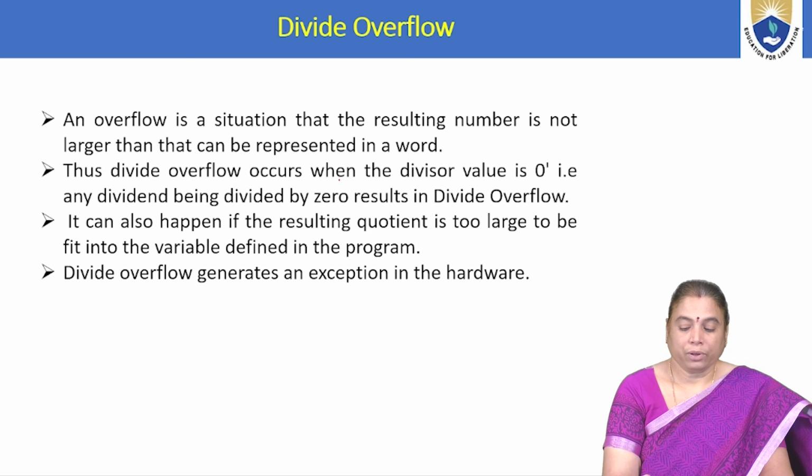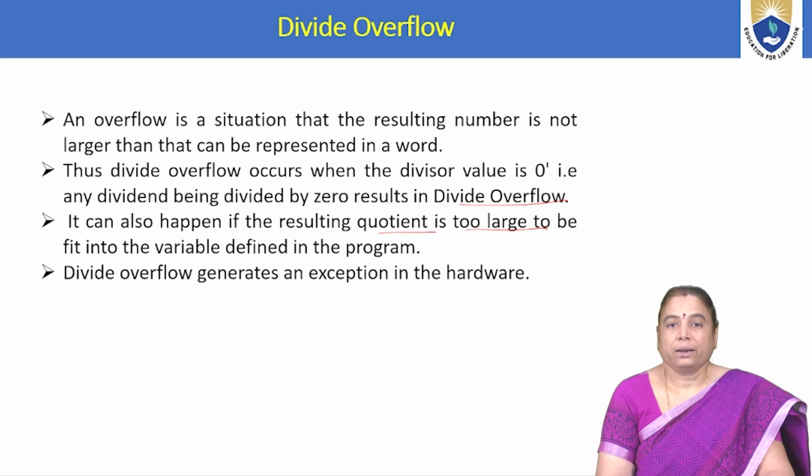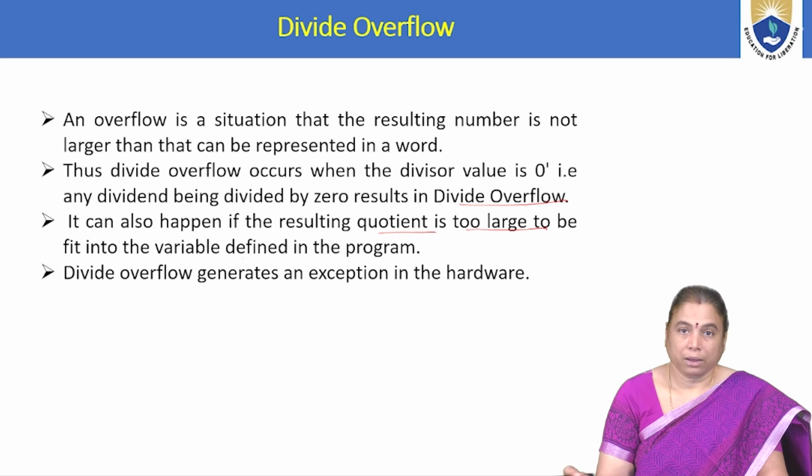Thus, divide overflow occurs when the divisor value is 0. Any dividend being divided by 0 results in divide overflow. It can also happen if the resulting quotient is too large to fit in the variable defined in the program. So divide overflow generates an exception in the hardware, because the size of the register cannot accommodate this overflow bit.